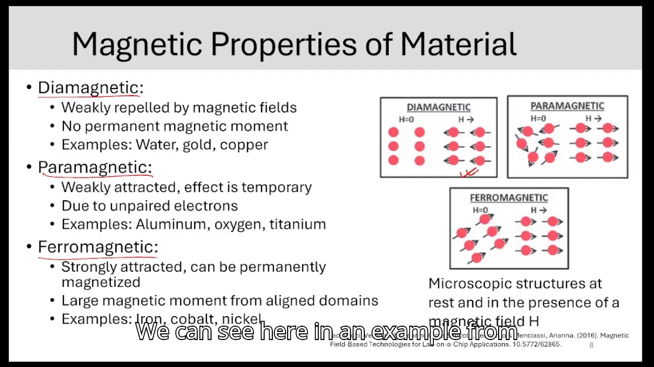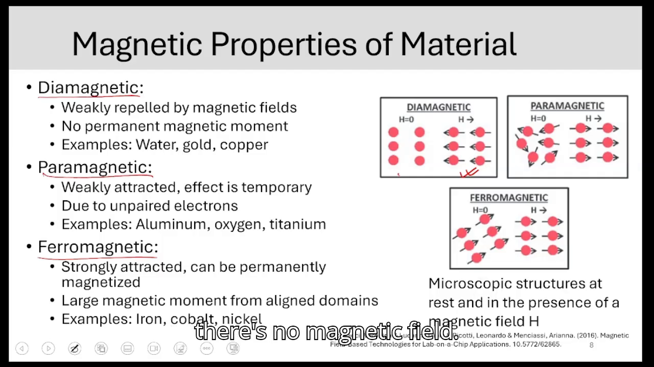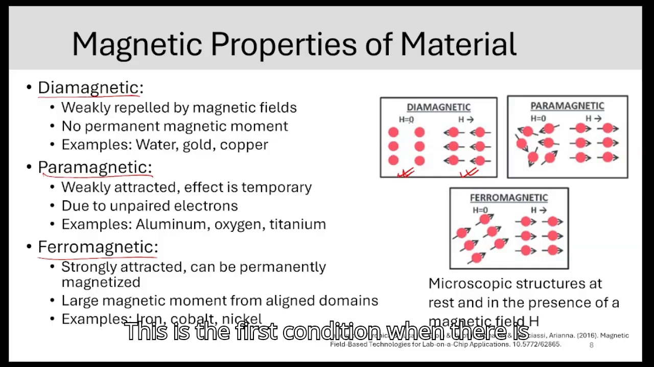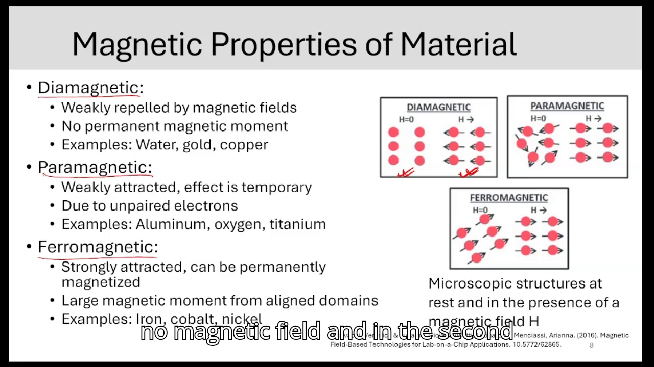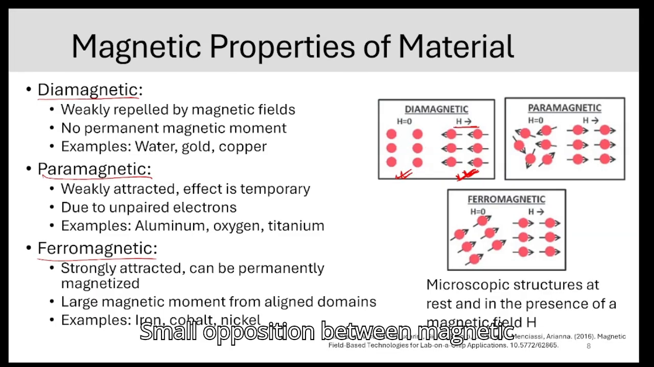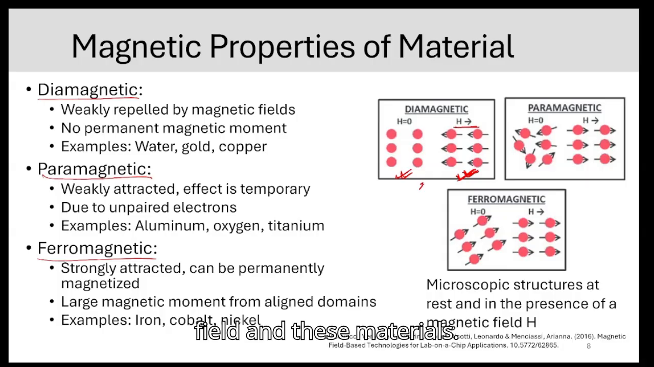We can see here an example from a paper. This is the first condition when there's no magnetic field, and in the second condition the magnetic field is oriented in this direction. However, the atomic magnetic field is oriented in the opposite direction, resulting in a small opposition between the magnetic field and these materials.